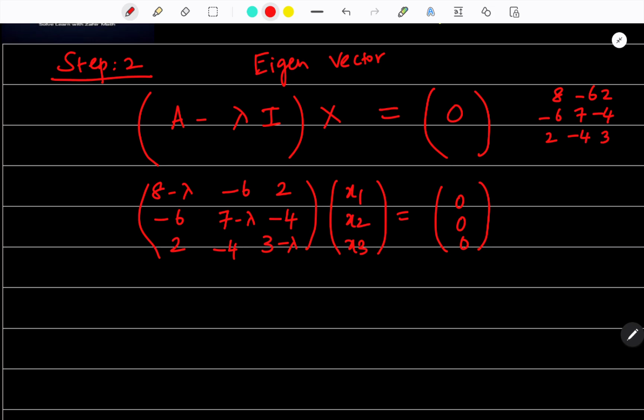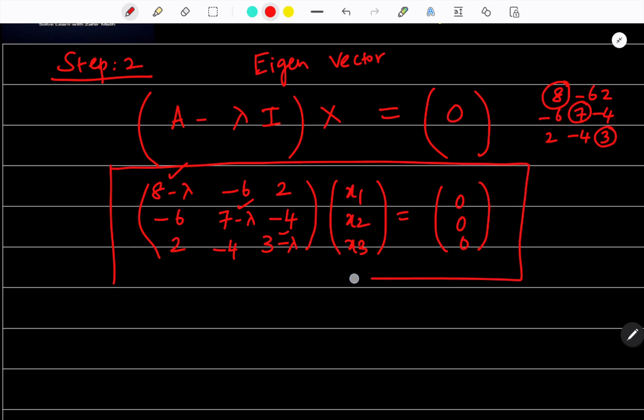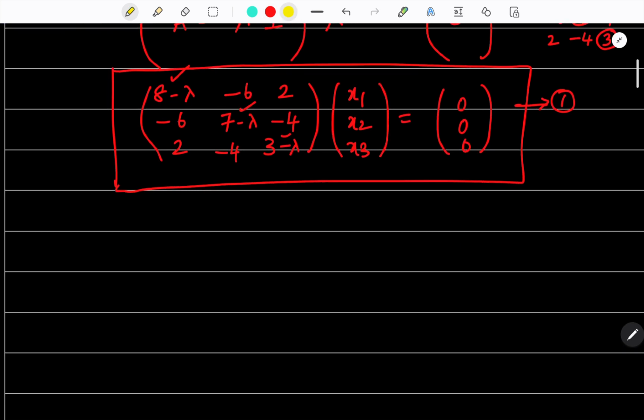Okay, look at the matrix everybody. The changes only take place in the diagonal. Look here, 8 minus lambda, 7 minus lambda, 3 minus lambda. Remaining elements are same: minus 6, 2, minus 6, and then minus 4, 2, minus 4. So this one I'm going to call equation number 1. Okay, right. Now let's take case 1.